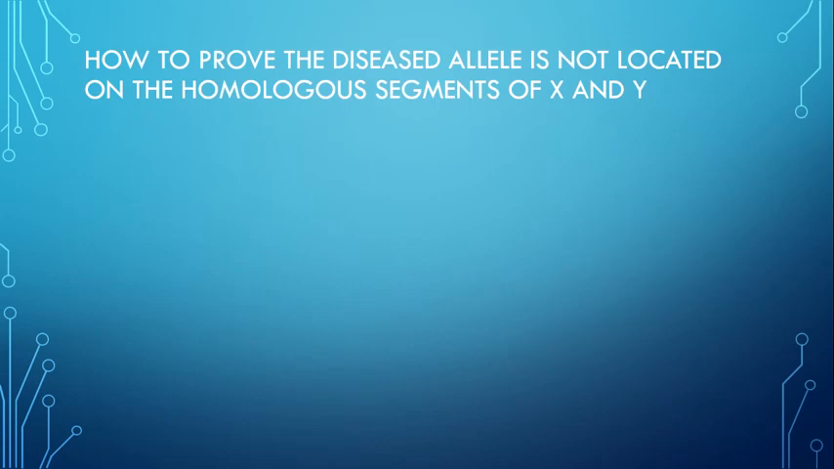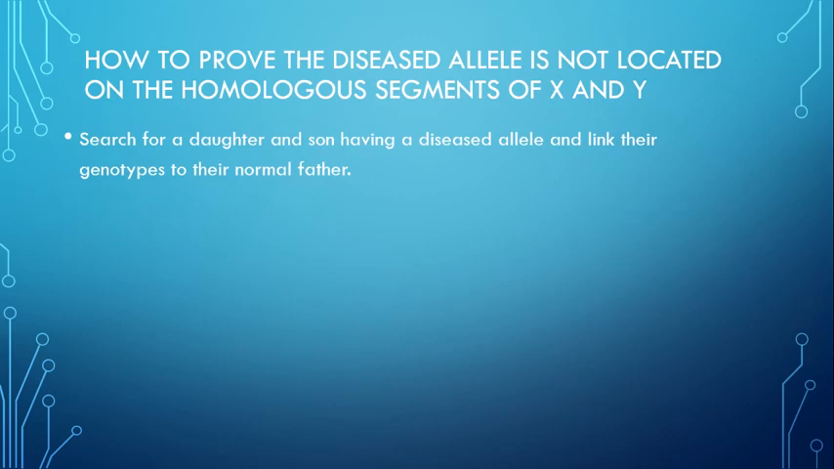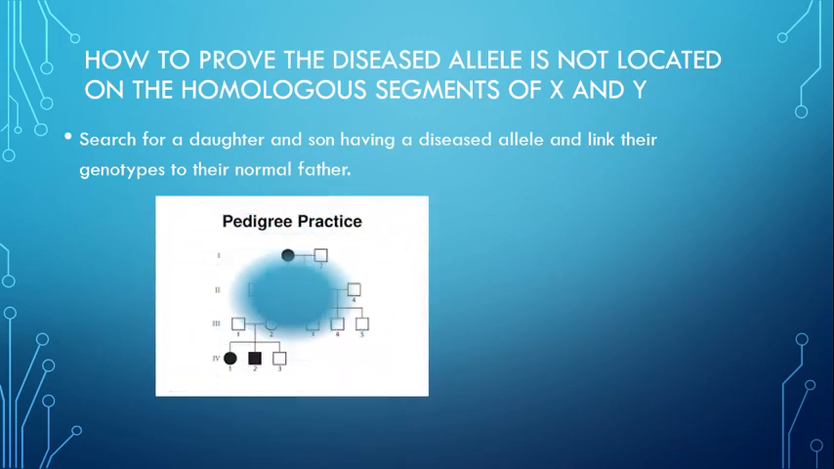How to prove the diseased allele is not located on the homologous segments of X and Y, meaning the segment of Y which is homologous to X. In this case, you are supposed to search for a daughter and a son having a diseased allele, and you have to link their genotypes with their normal father. Let's take a look into this pedigree.